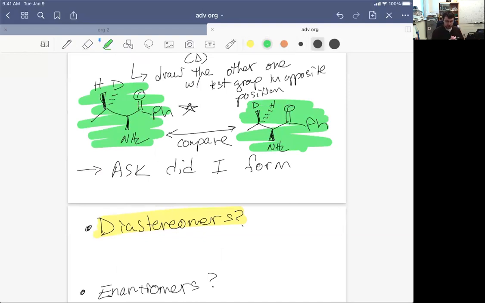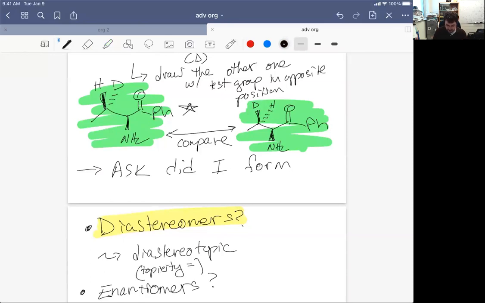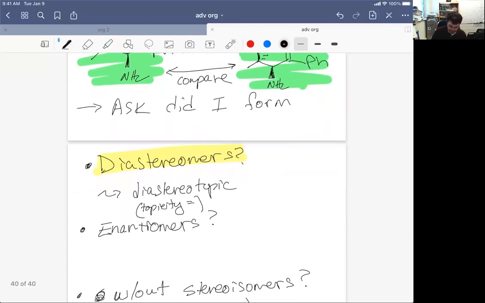What did we form? Well, if you look, the two molecules have the same composition, connectivity, and everything, but we flipped one of the wedges and dashes. Those two are diastereomers. If they're diastereomers, they're diastereotopic. So that is the topicity, or chiral topicity. It equals diastereotopic. We would label those two hydrogens as being diastereotopic. Enantiomers, this is not the outcome, so I'm going to put no here. Then we have enantiotopic.